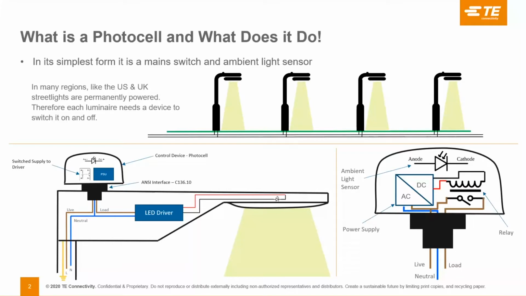The bottom left is a typical architecture of a luminaire with a photocell. The photocell sits between the incoming power and the LED driver. It acts as a switch to allow power to the LED driver. The bottom right picture is a simple photocell circuit. It consists of a power supply, an ambient light sensor, and a relay. The relay will open or close when the ambient light level meets the defined spec of the photocell to power the LED driver.